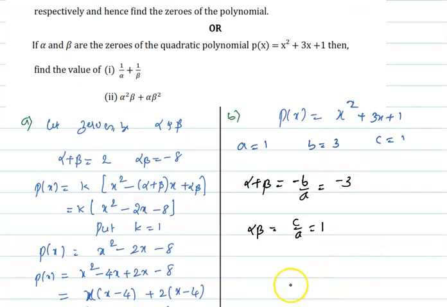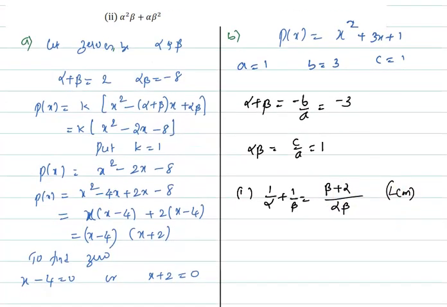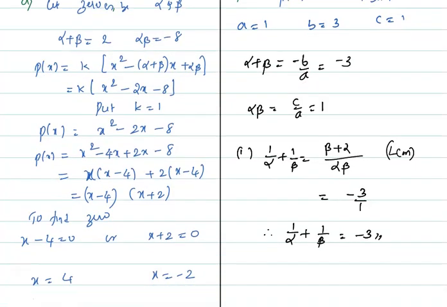I want to find the first expression value, 1 over alpha plus 1 over beta. This is most important for the exam. Just by taking LCM, I can rewrite the given expression in terms of sum and product. Now I know the values, substitute: minus 3 by 1. Therefore the value of 1 over alpha plus 1 over beta is equal to minus 3.